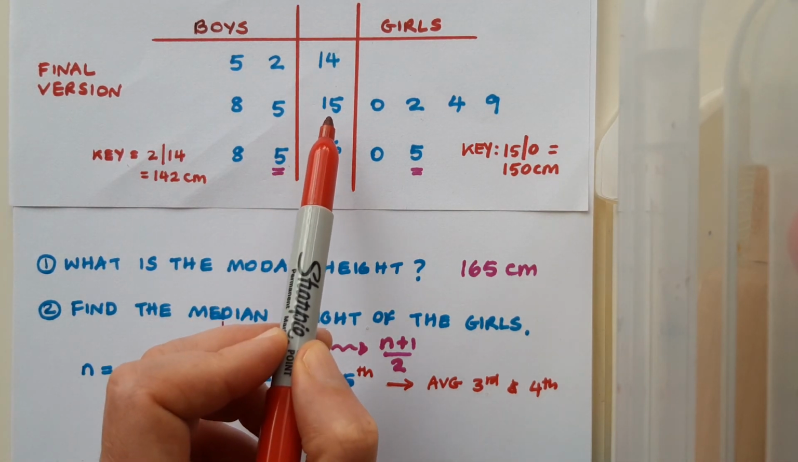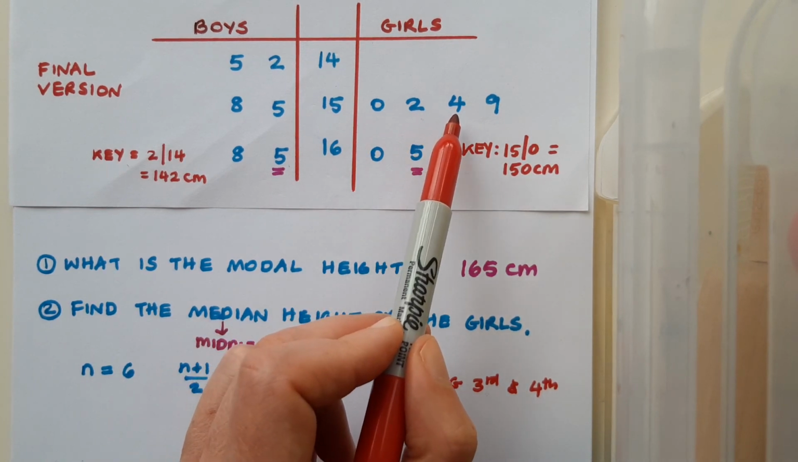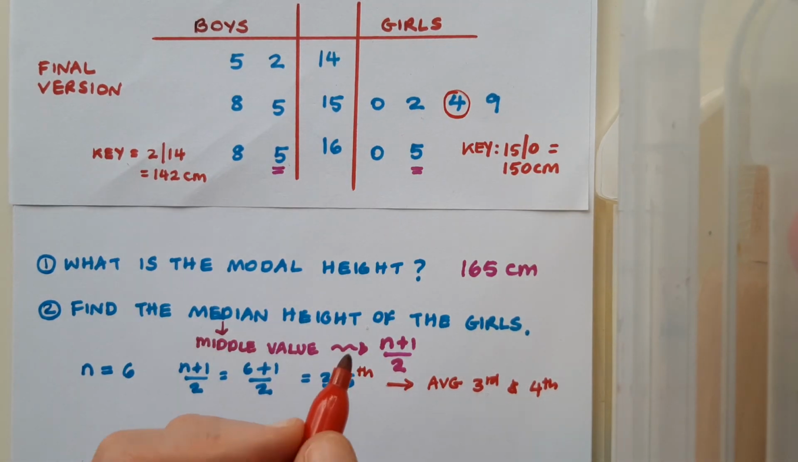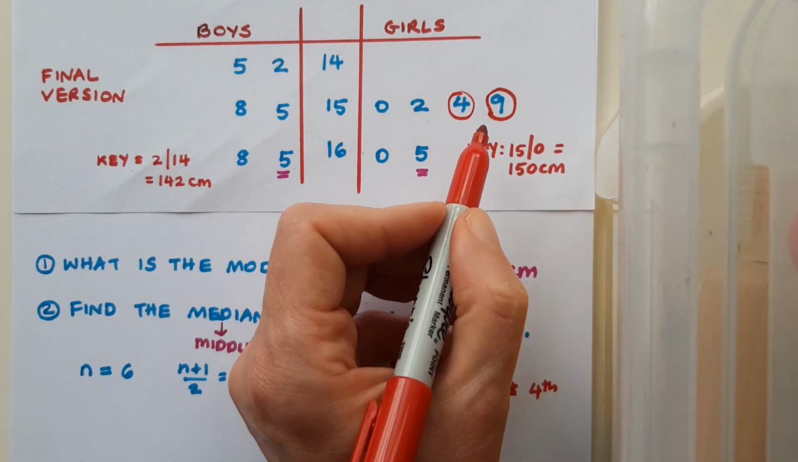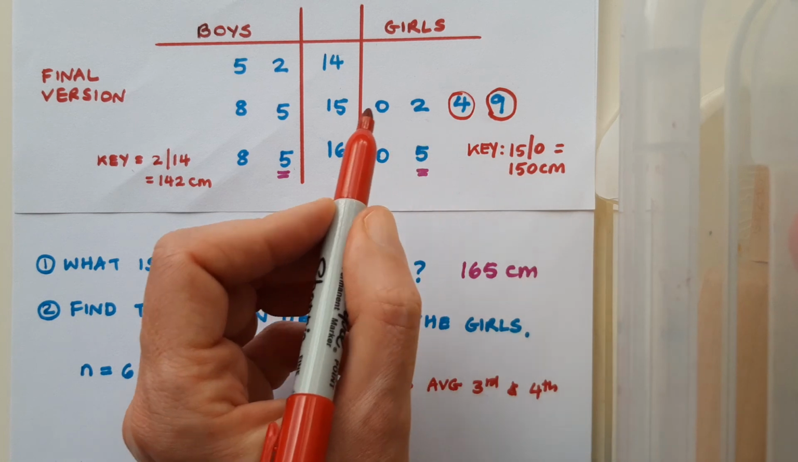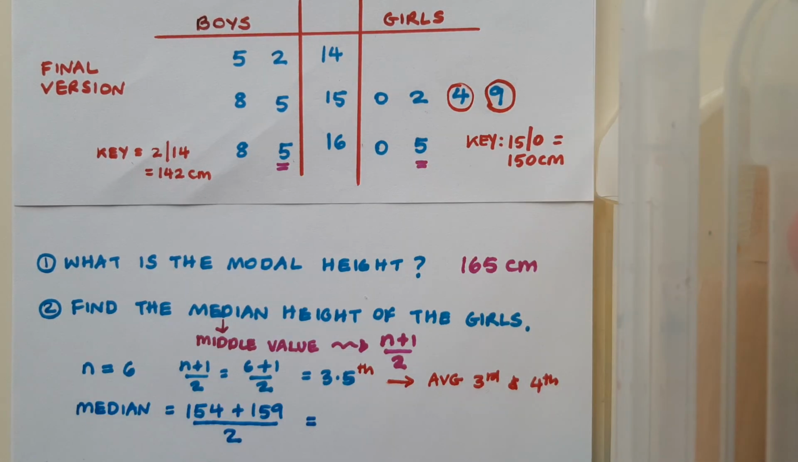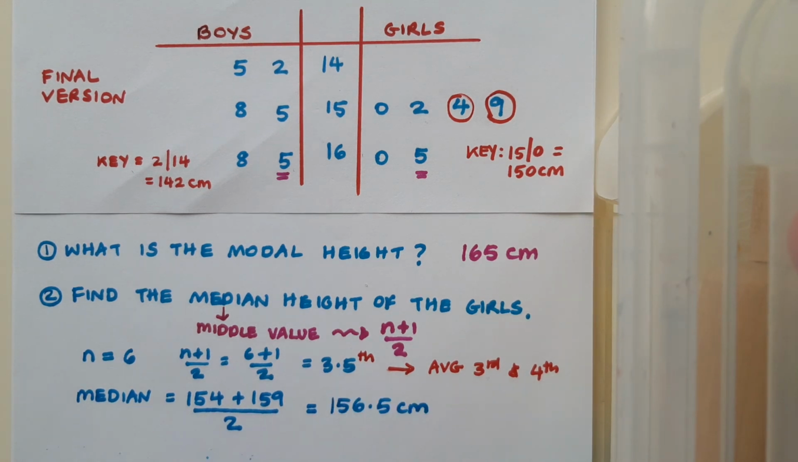My first value is 150 and I work out from there. 1st, 2nd, 3rd and 4th. And now I'll want to average these, but be careful. It's not 4 and 9. It's 154 and 159. So to calculate my median, I'll add these two values and I'll divide by 2 and I get an answer of 156.5.